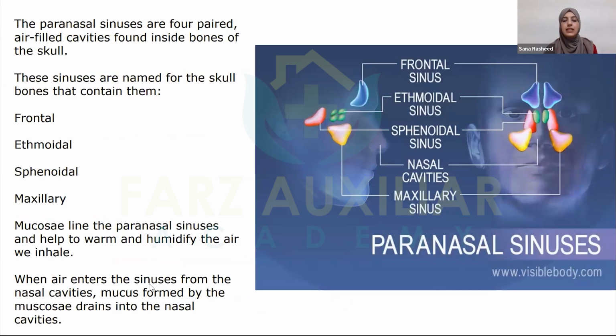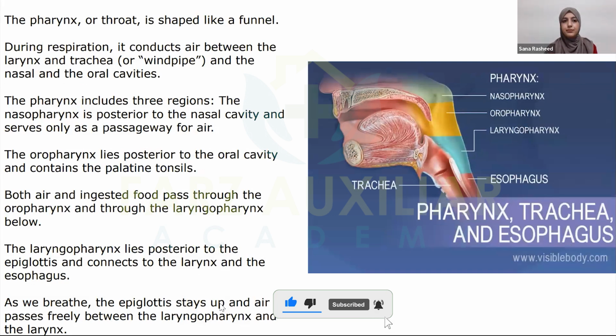All right, so basically, if we talk about sinuses, they are also a part of the respiratory system. So we have the frontal sinus, ethmoid sinus, sphenoid sinus, and the maxillary sinus. The mucosa lines these paranasal sinuses, and their function is basically to warm and humidify the air that we inhale. So when the air enters the sinuses from the nasal cavities, the mucus formed by the mucosa drains into the nasal cavities.